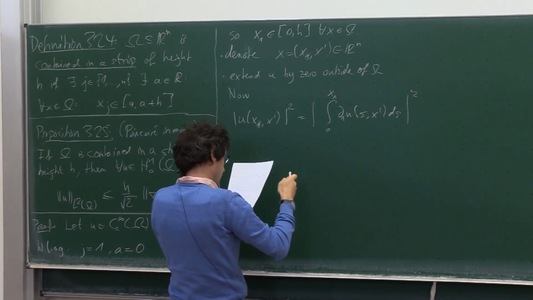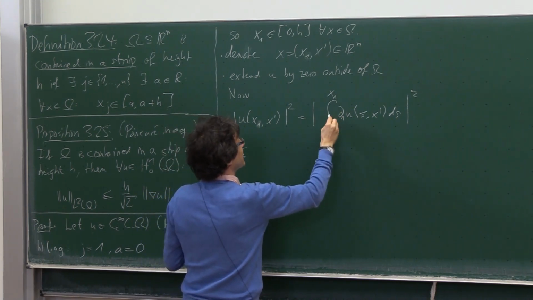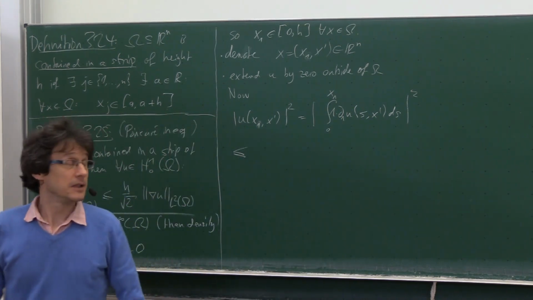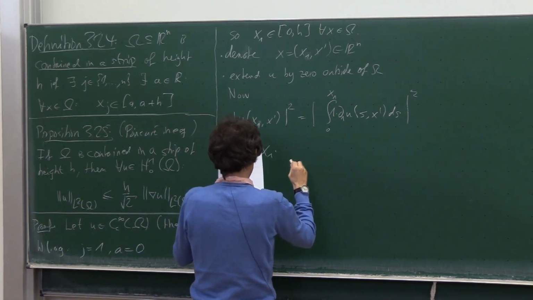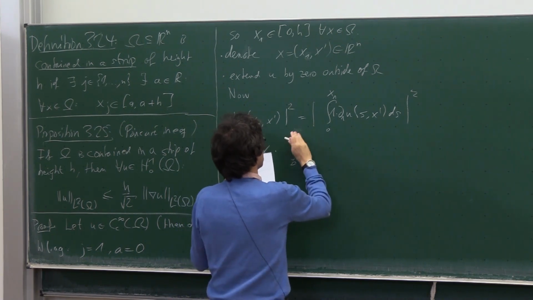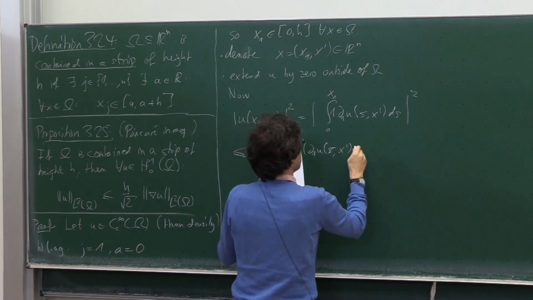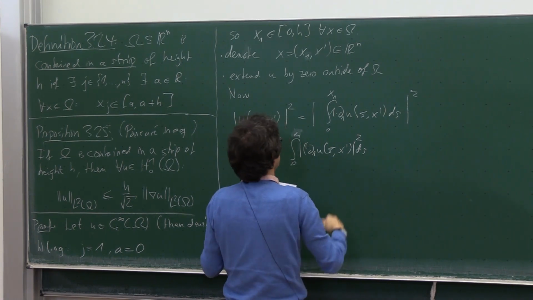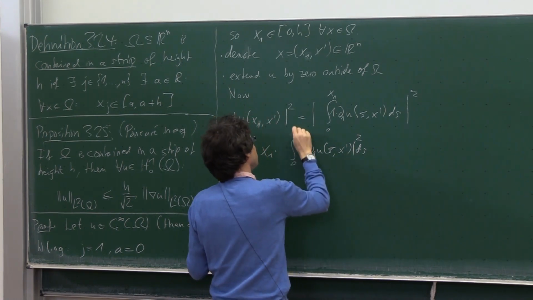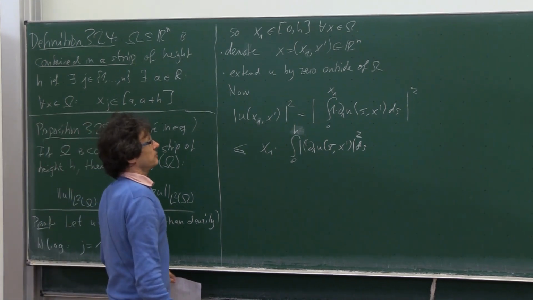Now use the Cauchy-Schwarz inequality. This is a scalar product of 1 with this derivative. So you get x1 times the integral from 0 to x1 of the modulus of d1u of s, x prime, squared, ds. And then I estimate further by integrating up to h, because I integrate something positive. If I integrate over a longer distance, this is more.